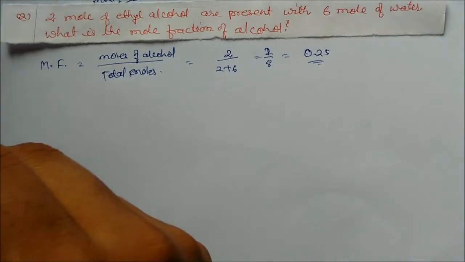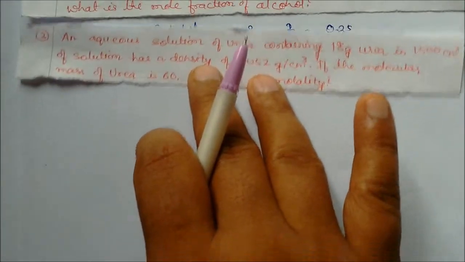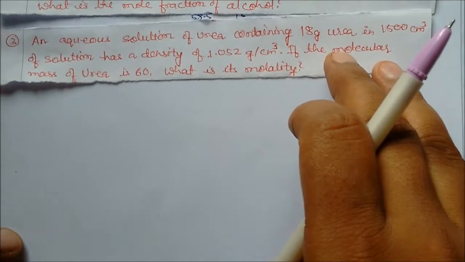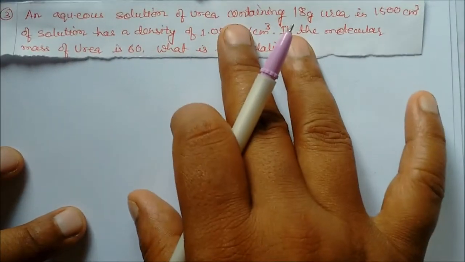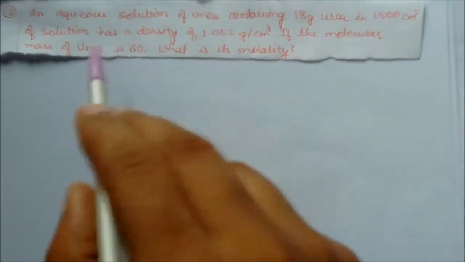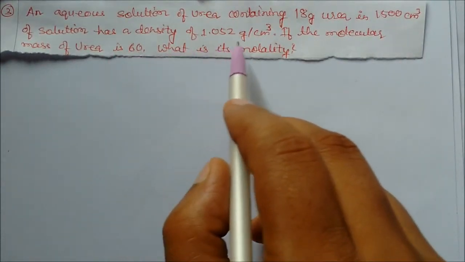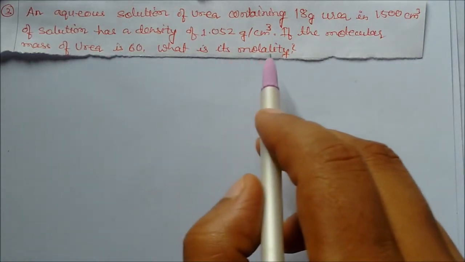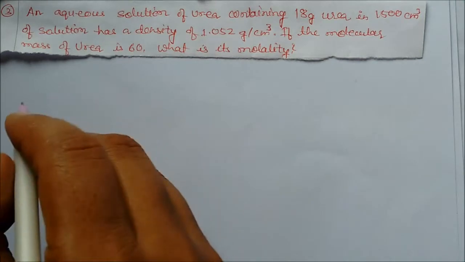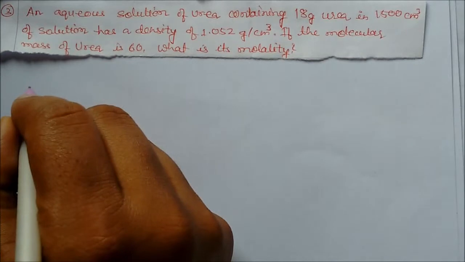Okay, now we see the next question, the third. An aqueous solution of urea contains 18 gram of urea in 500 centimeter cube of solution and has a density of 1.052 gram per centimeter cube. If the molecular mass of urea is 60, what is its molality? So the weight and density are given, and we have to find the molality.